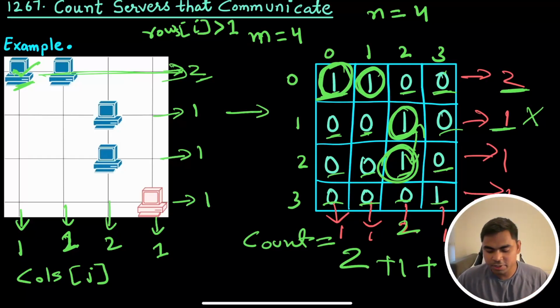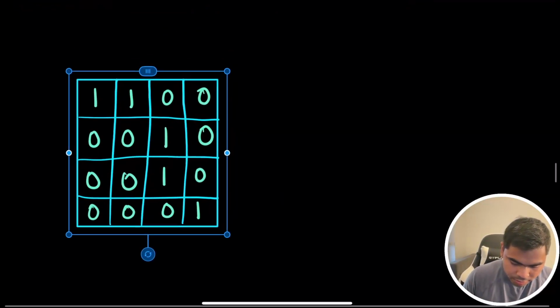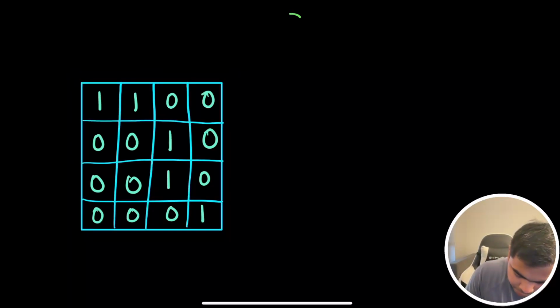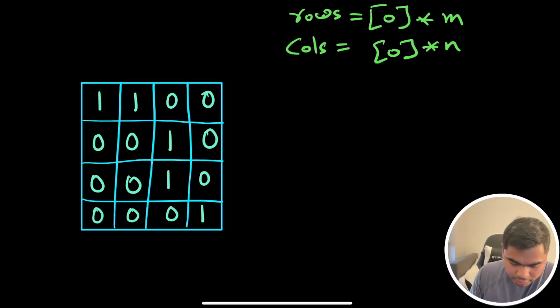Voila, super simple solution. I know it's part of a graph problem and we're not really doing any DFS or BFS. What we're going to do is a two-pass approach. There are two passes, by the way. We're going to have rows, which is an array of size m, and columns will be another array of size n. Now we're going to go over this grid.